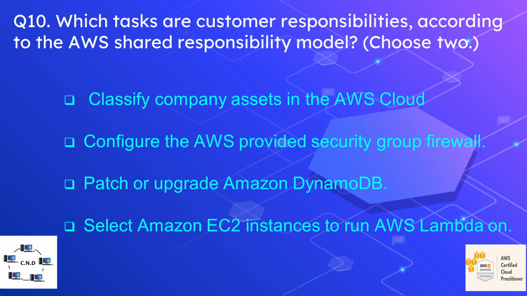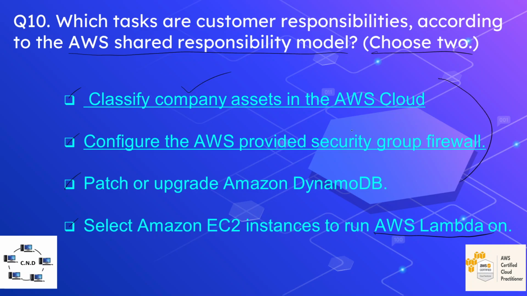Question number 10 is: which task is a customer responsibility according to the AWS shared responsibility model? And we have to choose two options. The options are A, classify company assets in the AWS cloud, B, configure the AWS provided security group firewall, C, patch or upgrade Amazon DynamoDB, and D, select Amazon EC2 instances to run AWS Lambda on. And the correct options that are the customer responsibility are number 1, to classify the company assets in the cloud, and number 2, to configure the AWS provided security group firewall. So the classification of assets and the configuration of the firewall is the responsibility of the customer.